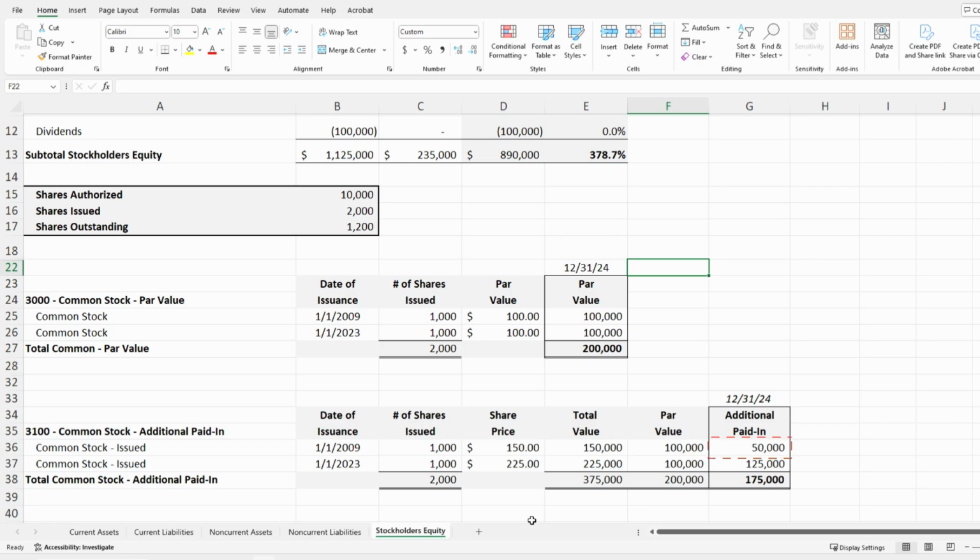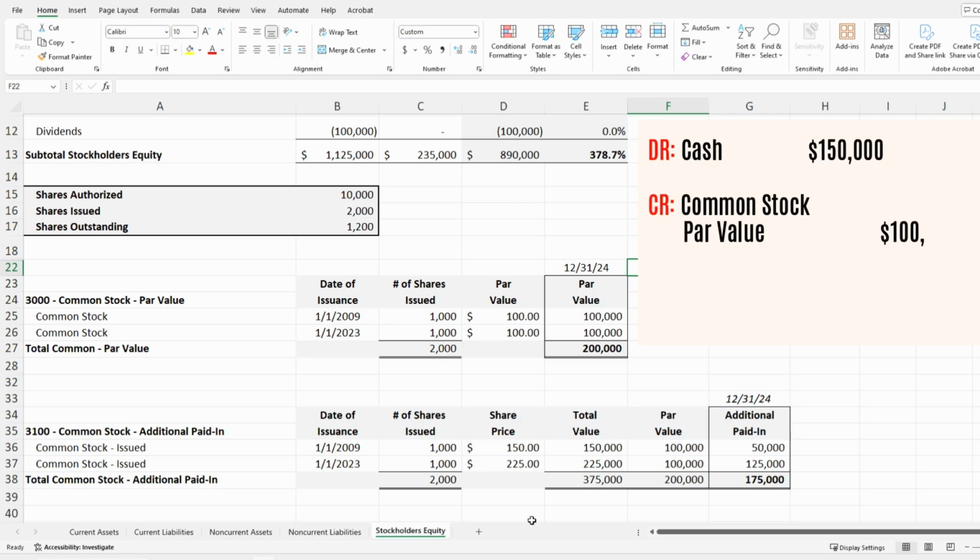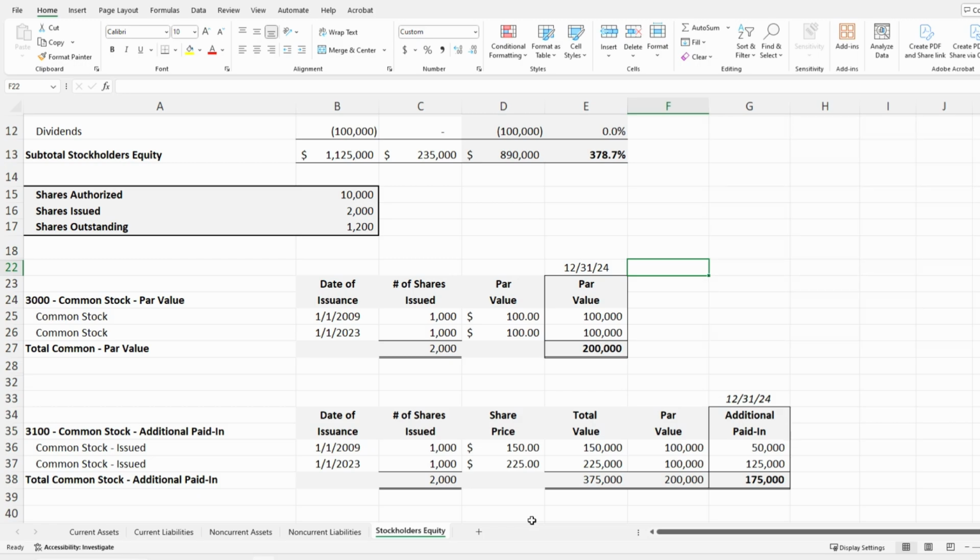Or you can think about it, we raised $100,000 of that was par value, 50,000 of that is additional paid-in capital. So when we record that entry, we're going to debit the cash for $150,000. We're going to credit par value stock for $100,000, and then we're going to credit additional paid-in capital for the difference, the 50,000. So that's how you break down when you issue shares between par value and additional paid in capital.